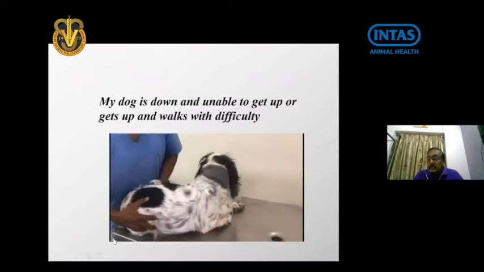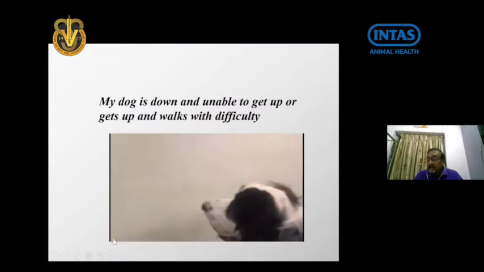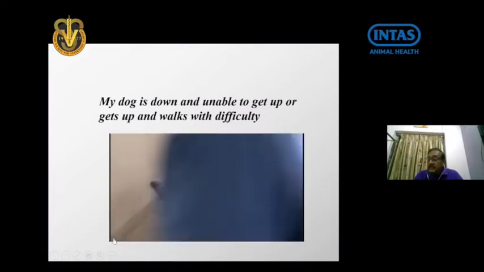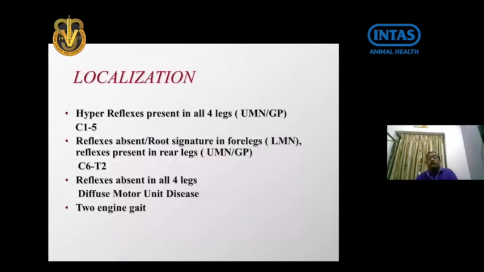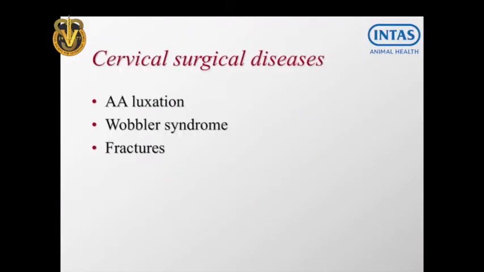This is a dog which refused to stand. Okay. You can see that the collar on his neck says it's a C1 to C5 lesion. Okay. We had hyperreflexia, we had root signatures, and very commonly in these dogs with C1 to C5, you will find what is called a two-engine gait. I'll show you a video of that.